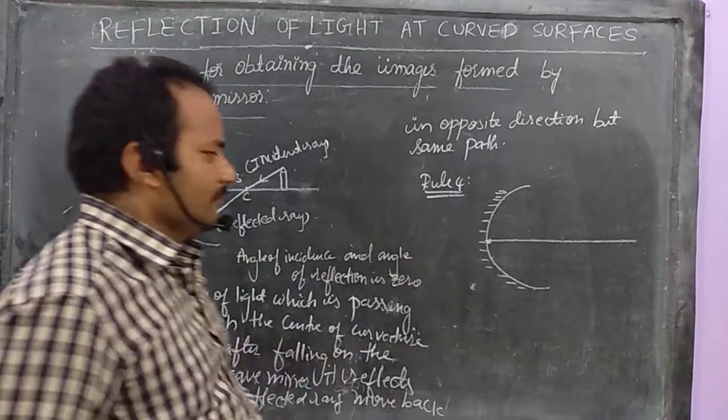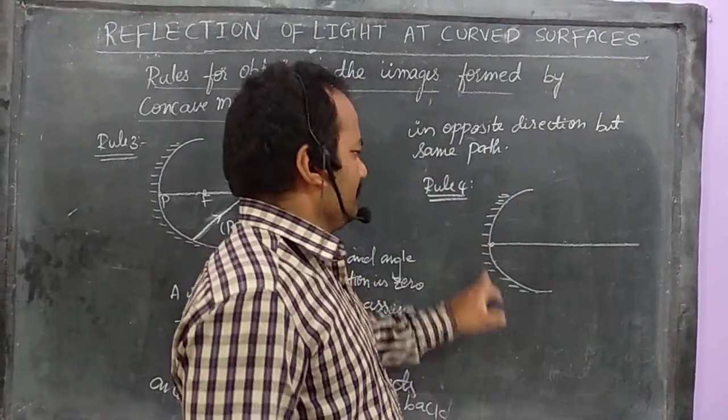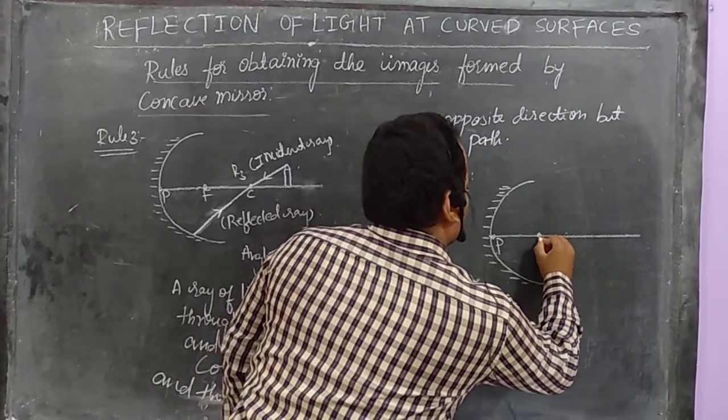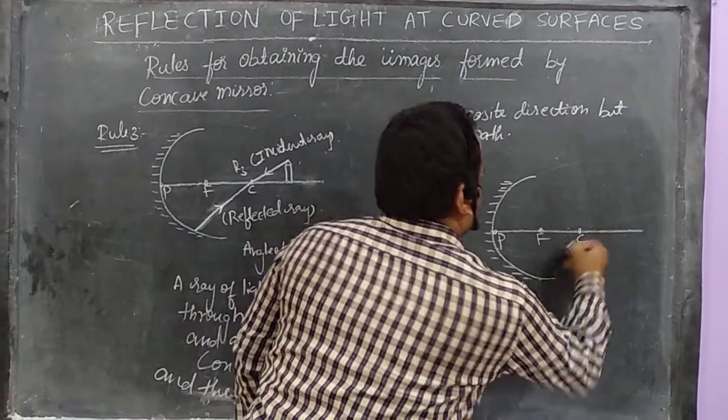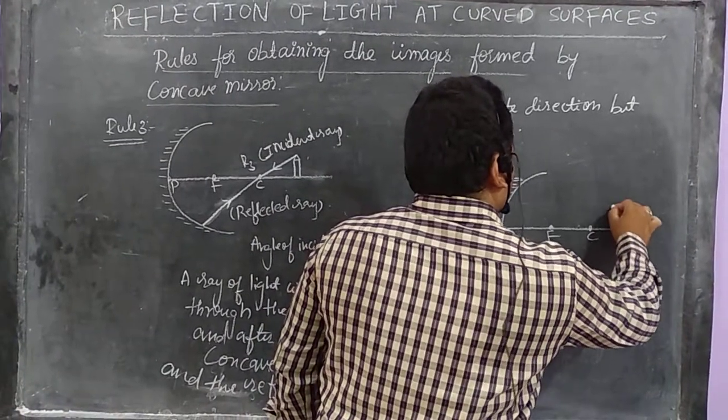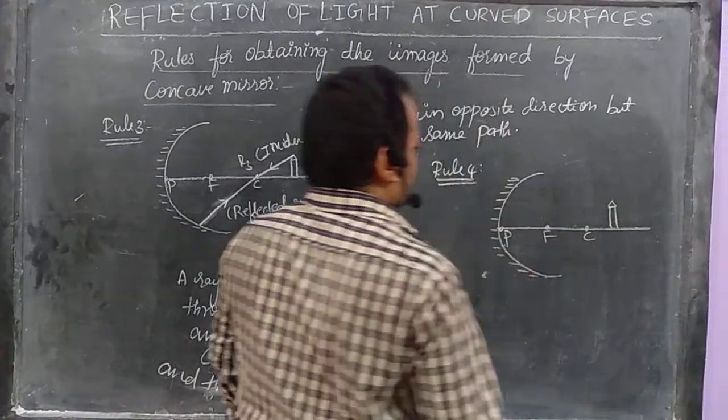Let us go for rule 4. This is a concave mirror. Mention the terms: pole, focus, center of curvature. Where should you place the object? The object will be beyond the center of curvature.